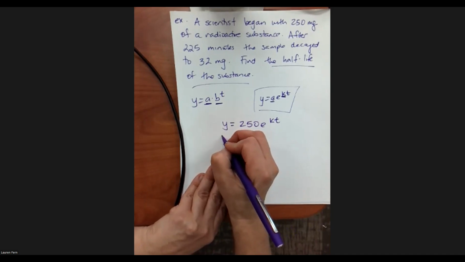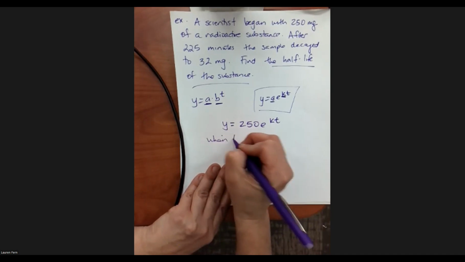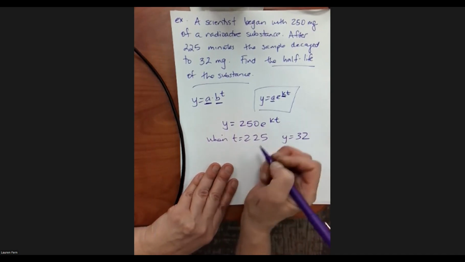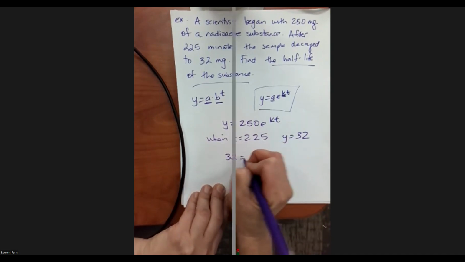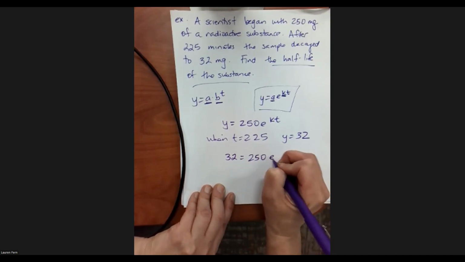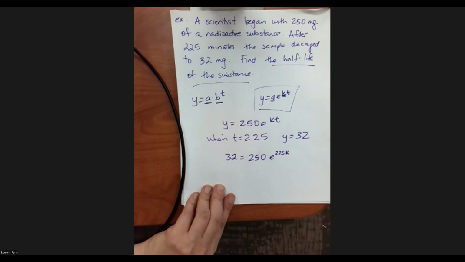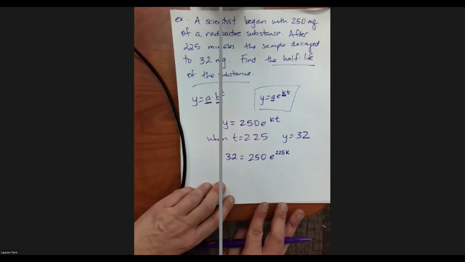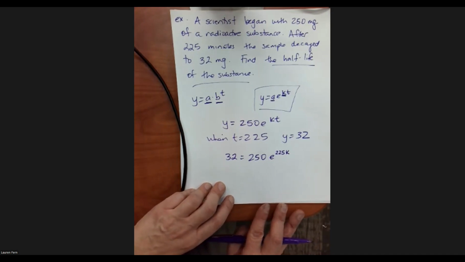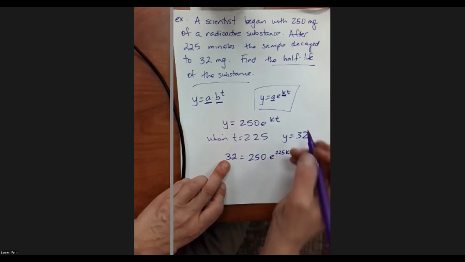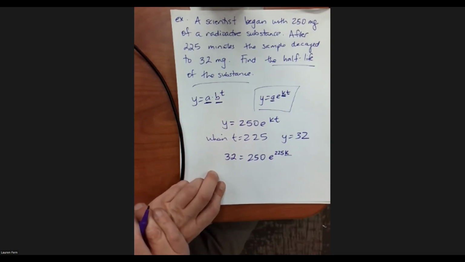So we're given that when t is 225, y is equal to 32. So I can plug that in. 32 is 250 e to the 225K. You with me there? Do you see how I plug those values in? Okay, now we want to solve for K.